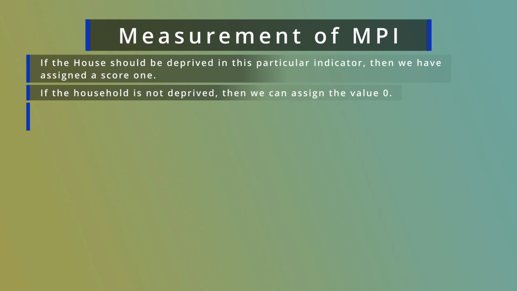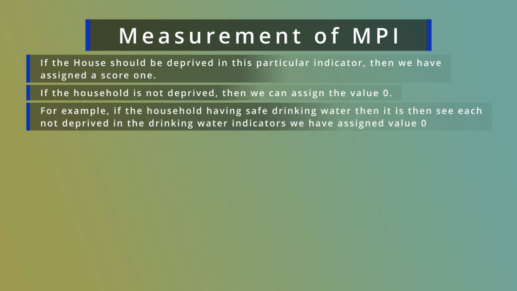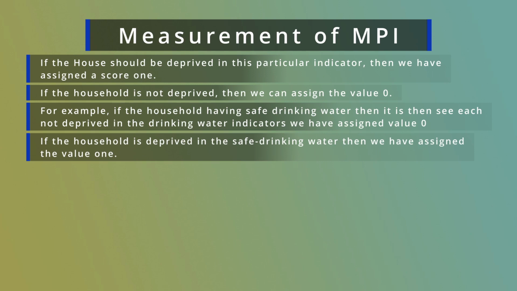For example, if the household has safe drinking water, then it is not deprived in the drinking water indicator, and we assign value 0. If the household is deprived in safe drinking water, then we assign the value 1. Therefore, after the transformation of the achievement score into the deprivation score, the final matrix is called the deprivation matrix, and all elements of the deprivation matrix consist of the values 1 and 0. 1 means deprived, 0 means non-deprived.